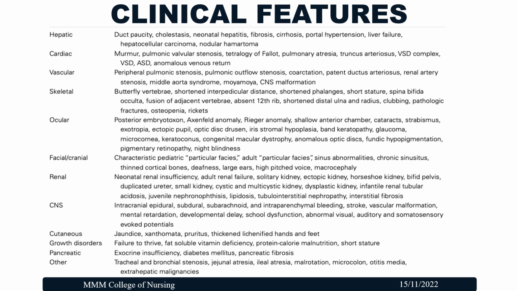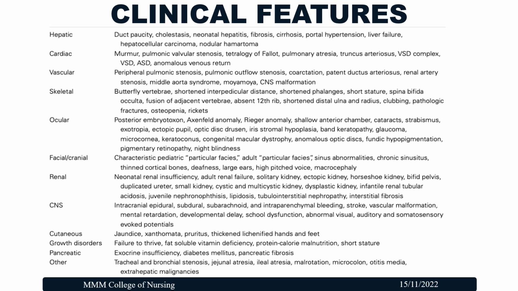In renal, there can be neonatal renal insufficiency, adult renal failure, solitary kidney, ectopic kidney, horseshoe kidney, bifid pelvis, duplicated ureter, small kidney, cystic and multicystic kidney, dysplastic kidney, infantile renal tubular acidosis, juvenile nephronophthisis, lipidosis, tubulointerstitial nephropathy, and interstitial fibrosis.